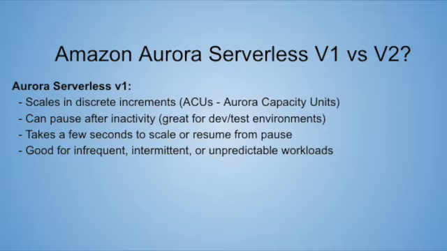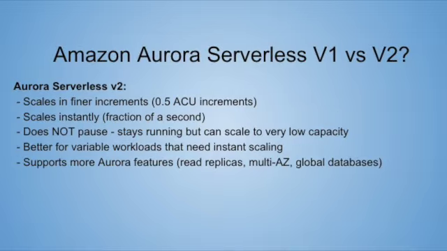So there's two versions. Aurora Serverless v1, which scales in discrete increments, can pause after inactivity, takes a few seconds to scale or resume from pause, and is good for infrequent, intermittent, or unpredictable workloads. Aurora Serverless v2 scales in fine increments, scales instantly, does not pause, so it stays running but can scale to very low capacity, and is better for variable workloads that need instant scaling, and supports more Aurora features like read replicas, multiple AZs, or global databases.